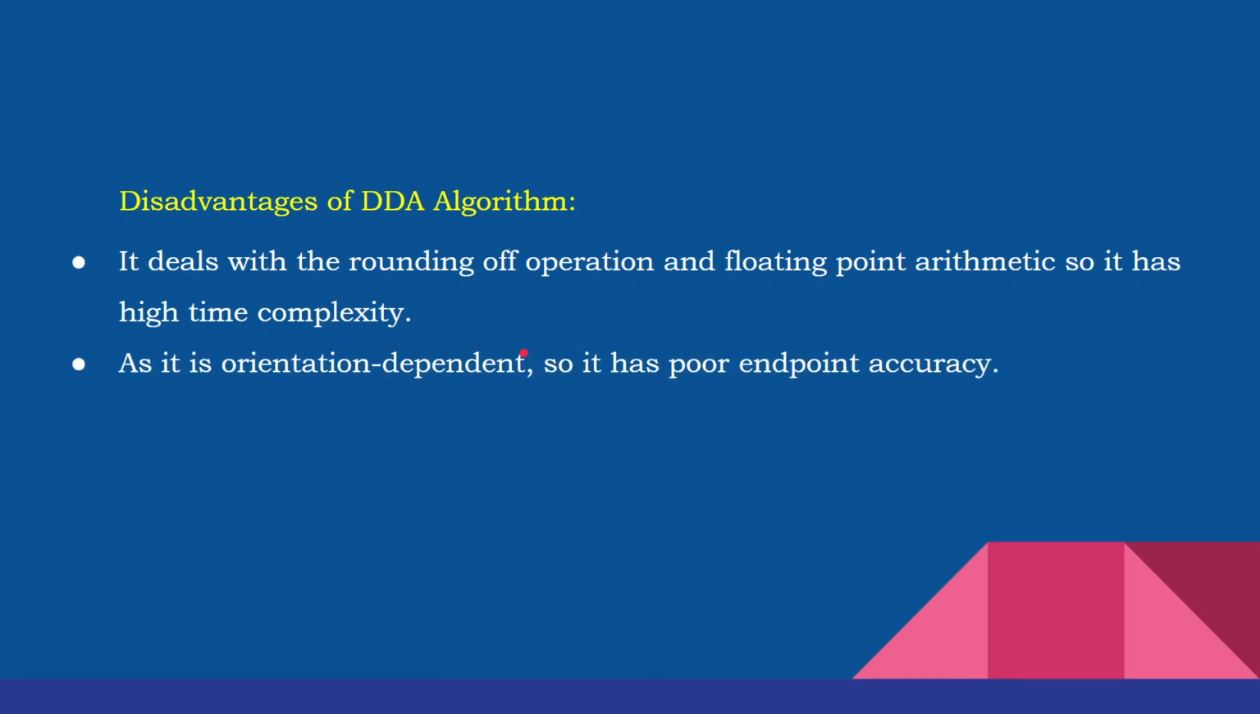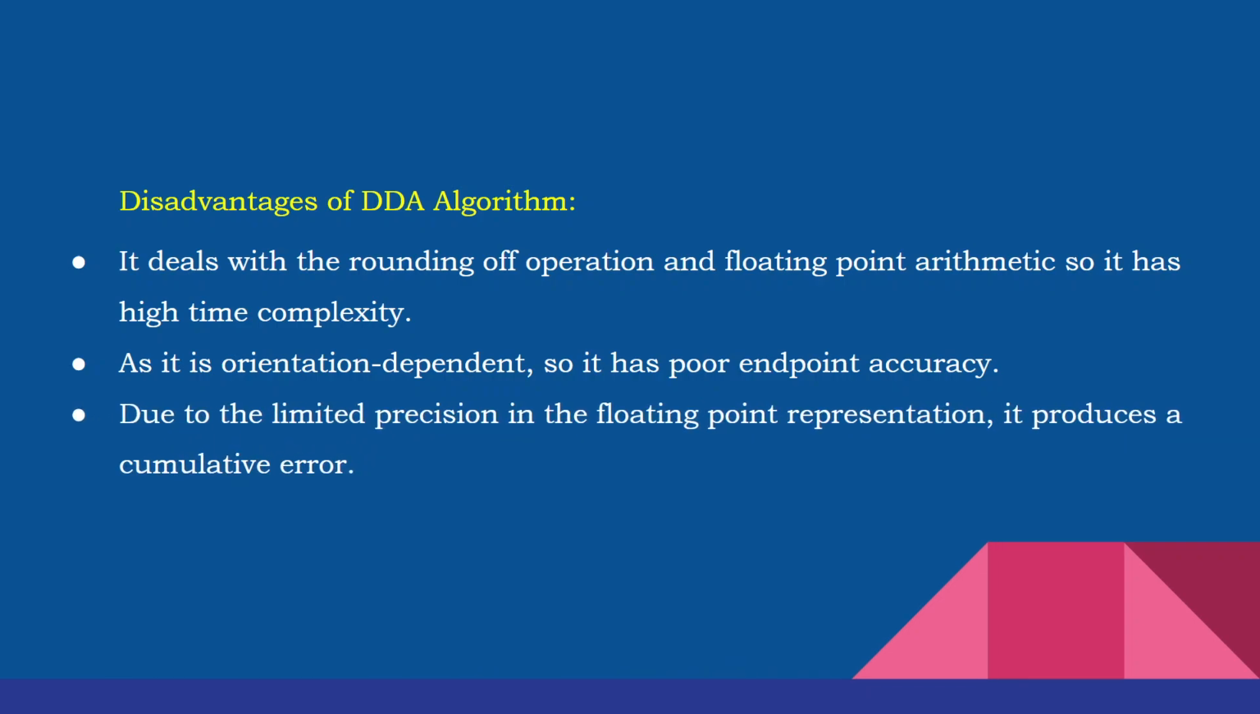The second disadvantage is as it is orientation dependent, it has poor end point accuracy. What does it mean is we are just moving from the starting point to the ending point with the steps of dy and dx calculated with the m and b. It can happen sometimes because of the rounding off, we may not end with the correct end point. We may go a little one or two steps away or towards the end point. That's the disadvantage. It means the line will not end in the correct end point.